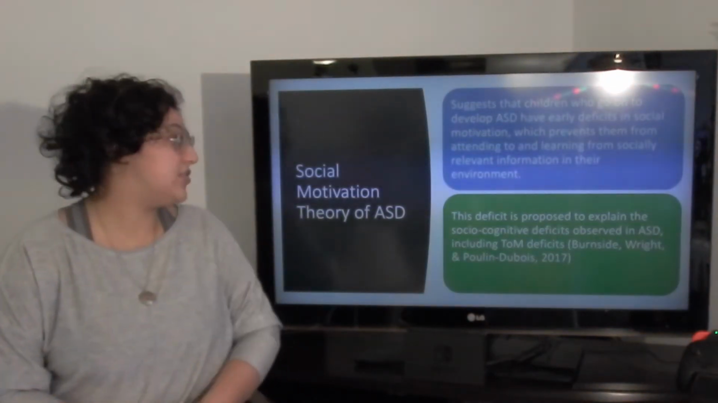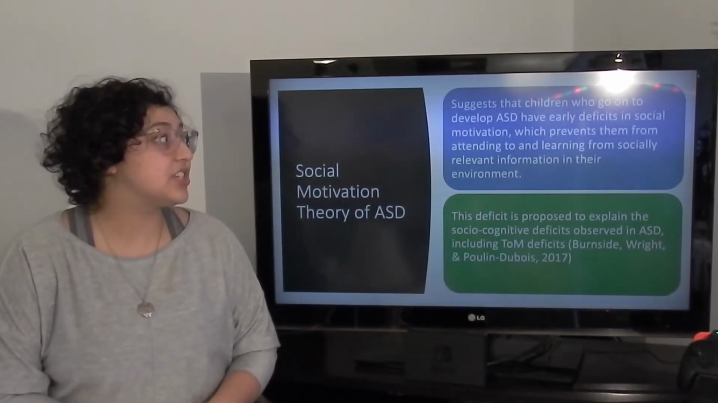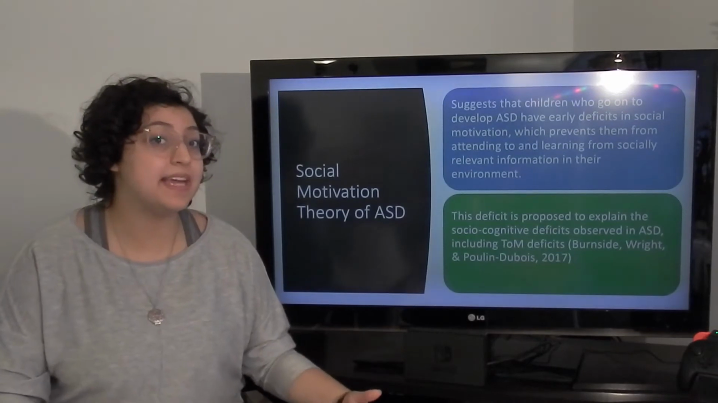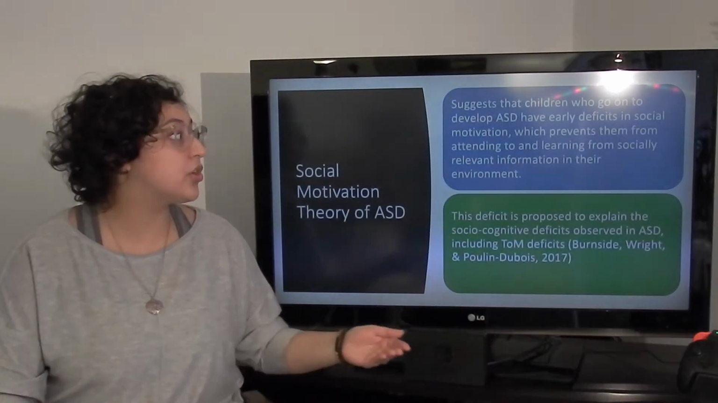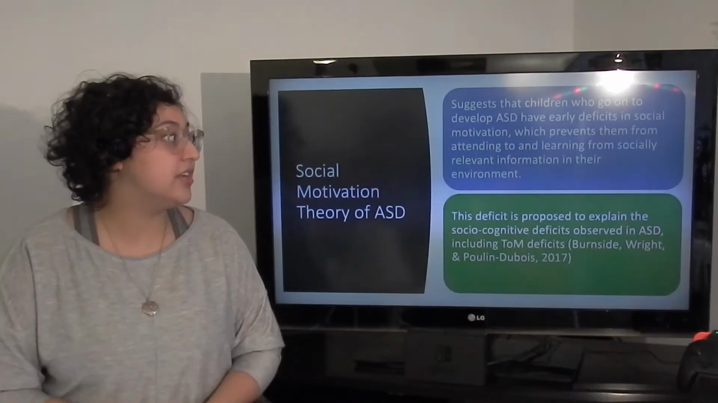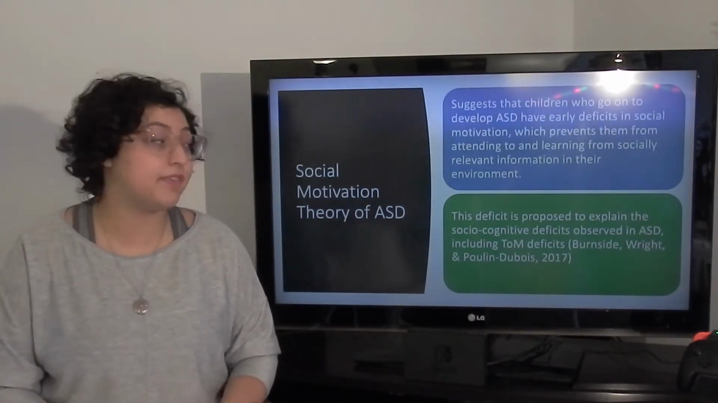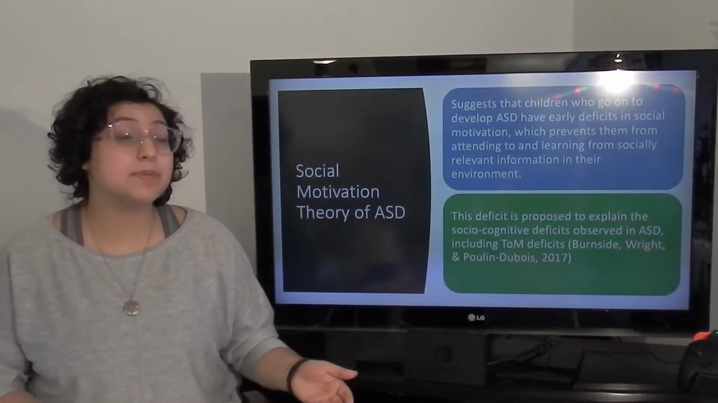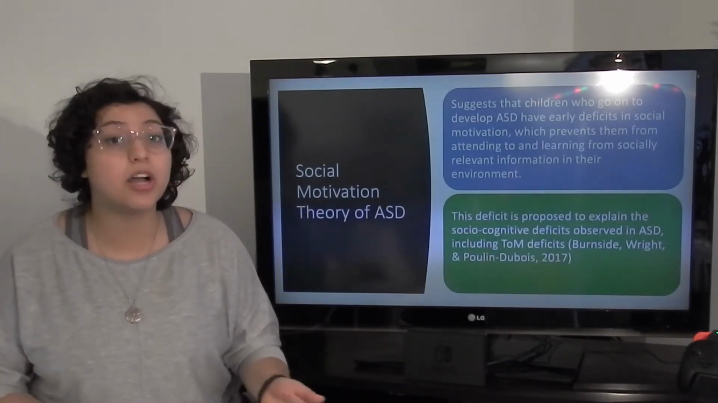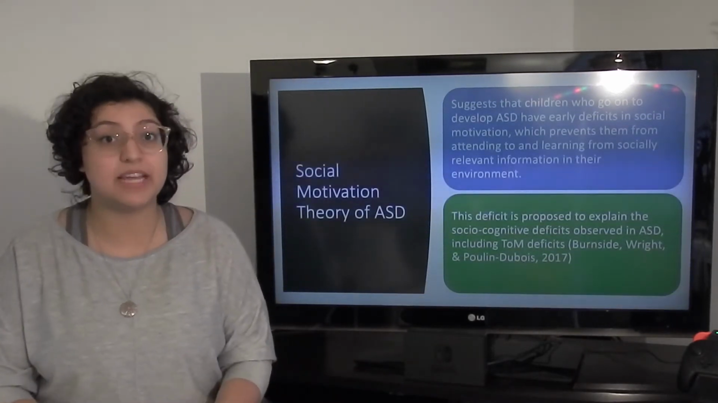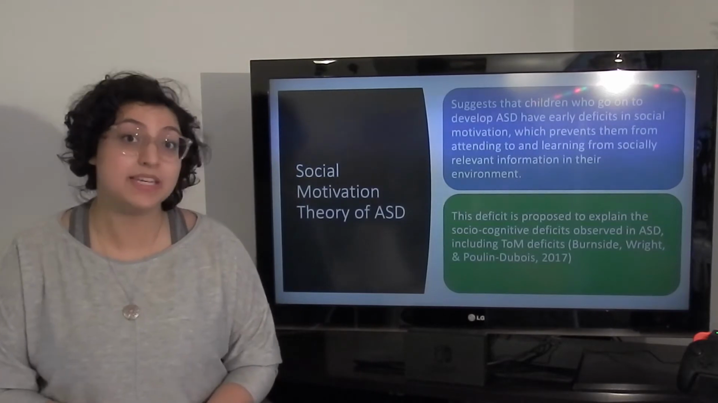The social motivation theory of ASD suggests that children who go on to develop ASD later in life show early deficits in social motivation, which prevents them from attending to socially relevant information in their environment. This deficit is proposed to explain the sociocognitive deficits associated with ASD, including theory of mind deficits.